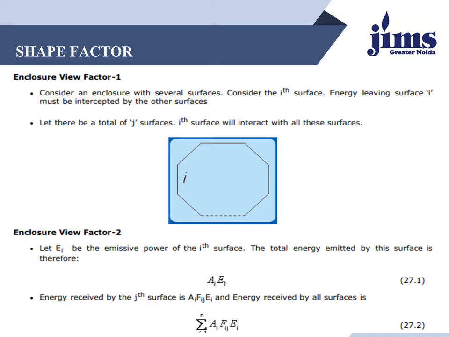The first is that the shape factor is purely a function of geometric parameters only. When two bodies are exchanging radiant energy with each other, the shape factor relation is given by this equation, Ai Ei. In general, the summation of i equal to 1 to n of Ai Fij Ei is the energy received by the jth surface, as Ai Fij Ei, and the energy received by the surface is 27.2.